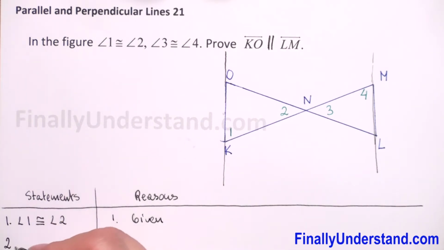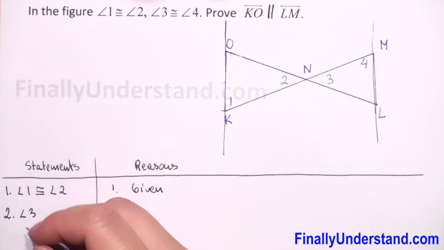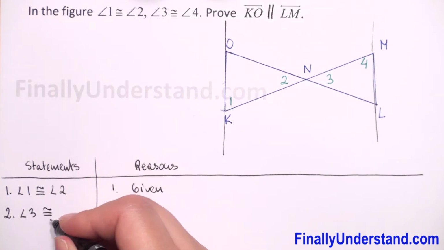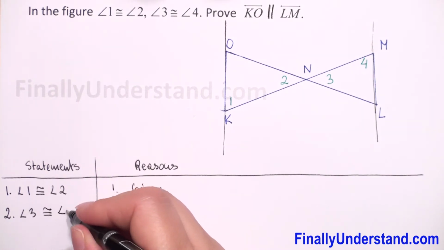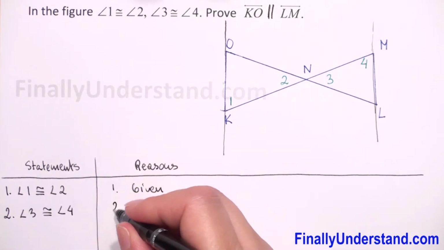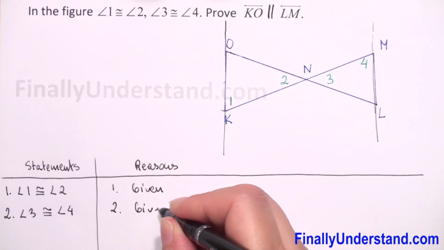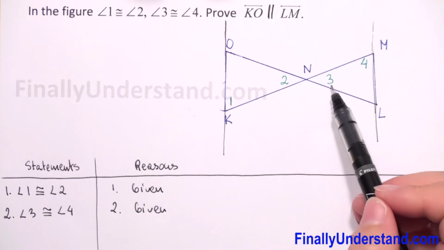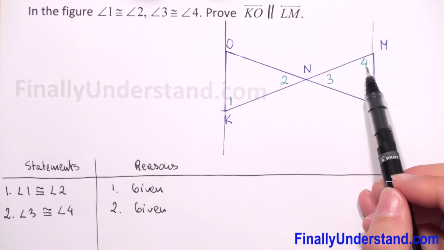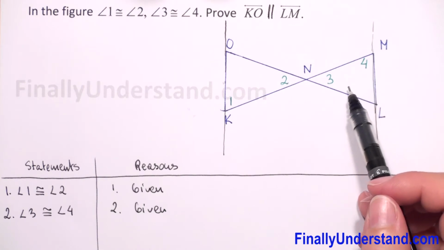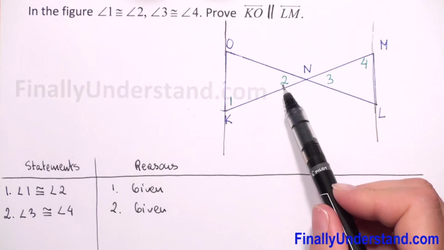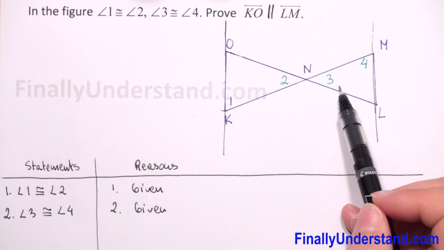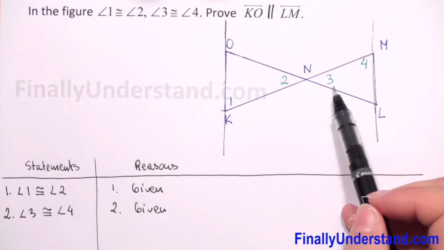What else do we have? We have given that angle 3 is congruent to angle 4. This is given too. Next, we have given that angle 1 is congruent to 2 and 3 is congruent to 4. And what else do we see? That angle 2 and 3 are vertical angles.